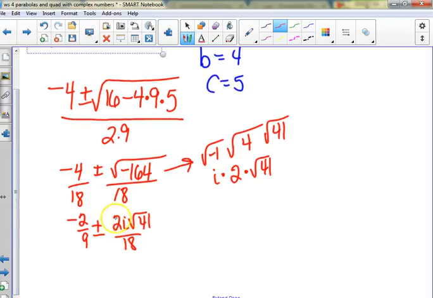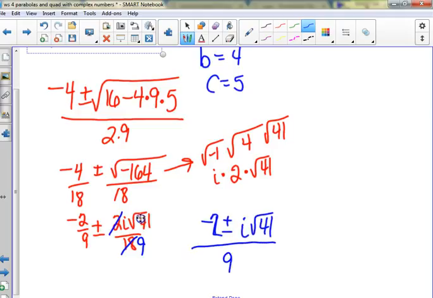Can we reduce that? Yes, because I broke it apart, so now this goes in here 9 times. If you wanted to rewrite it again all as one fraction, it's negative 2 plus or minus i square root of 41 all over 9, but you can leave it separate. Did I do something wrong? Square root of 164 was 2i square root of 41, and then I reduced it with the 18. You good?